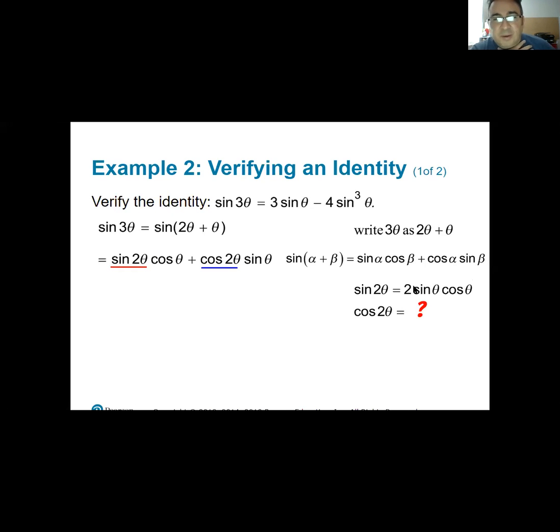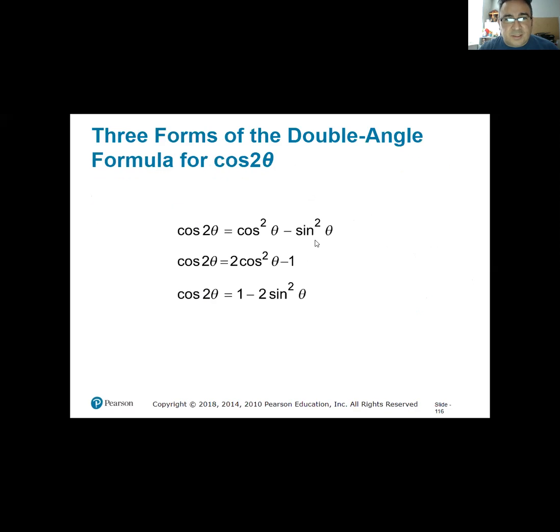But remember we just wrote down 3 of them? The question is, which is the best one to use here? Which of those 3 is the right one? Always go back to the problem and look at what you're trying to verify. We're trying to verify this identity.